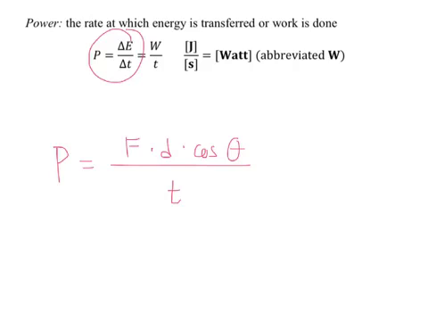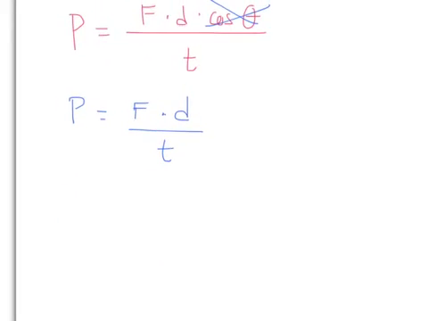Yeah, it was that. So cosine of theta is just 1 in this case, so we don't have to worry about it. So this equation becomes the following. Now, I'll scroll up so you can see it. What is this expression? I'm going to circle it in black. What is this equivalent to? What's d over t? What is it? Yeah, speed.